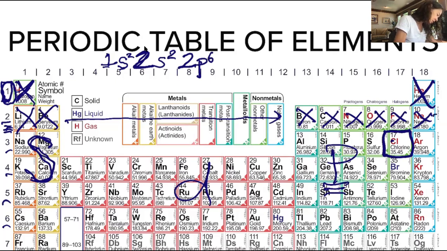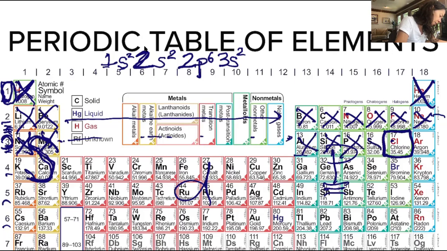Okay, now I'm going to continue reading my periodic table like a book. I'm going to come back down here. I'm now entering the third energy level. So I'm going to write 3. And I'm in the S orbitals. I'm going to write S. And I've got a maximum of 2 electrons in the S orbitals. And these are on the third energy level. I'm going to keep reading this like a book. I'm going to get to aluminum, and I'm going to go 1, 2, 3, 4, 5.